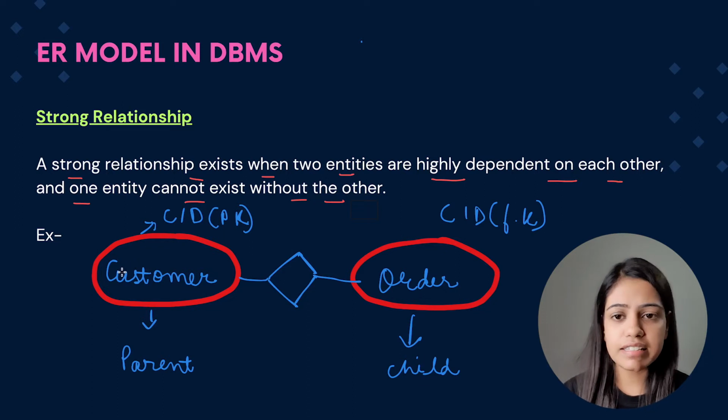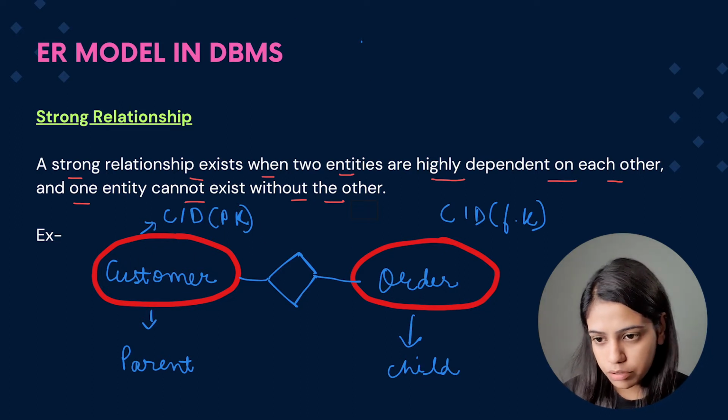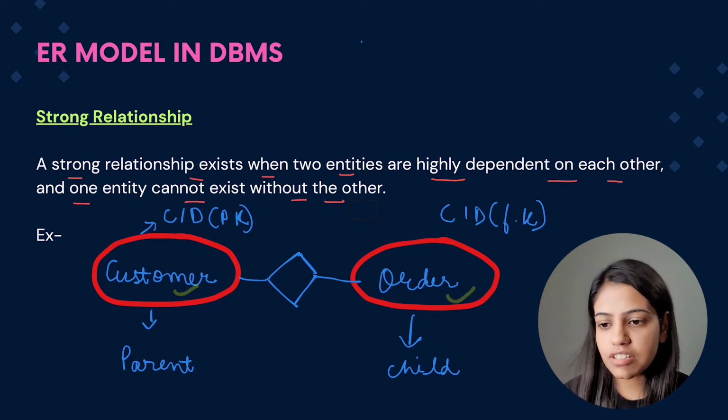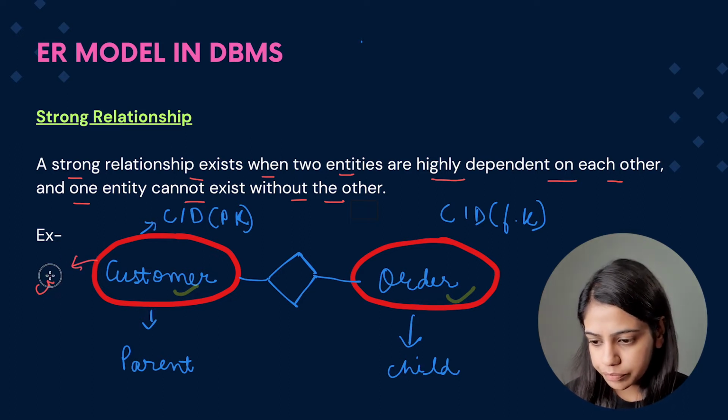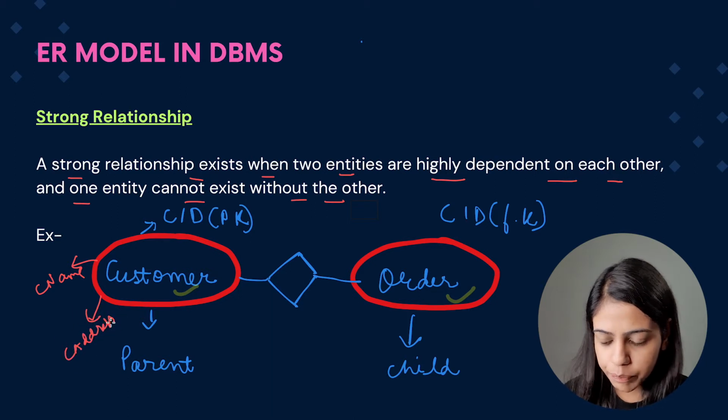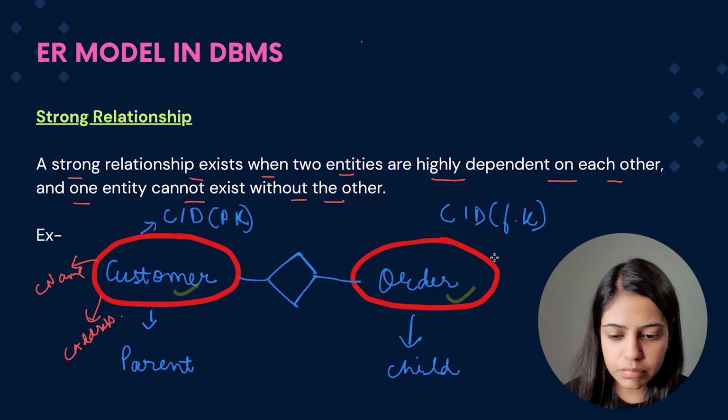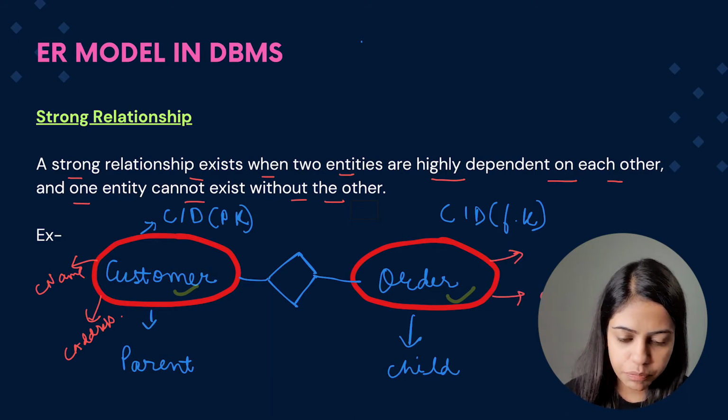Now here I have taken an example of customer and order. So basically there is a customer and there is an order. Now every customer places some order, right? So every order is placed by a customer. Now in customer there would be some attributes such as customer ID, customer name, customer address and much more, right? And order also may have some attributes such as order description, order ID and much more.